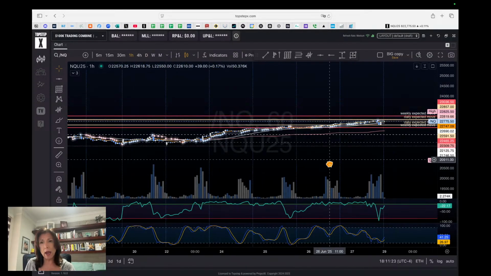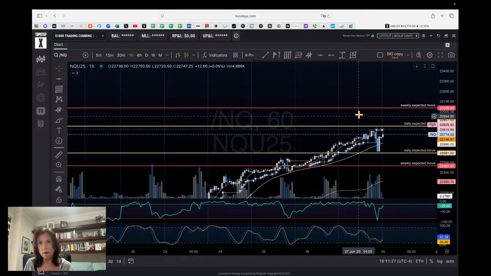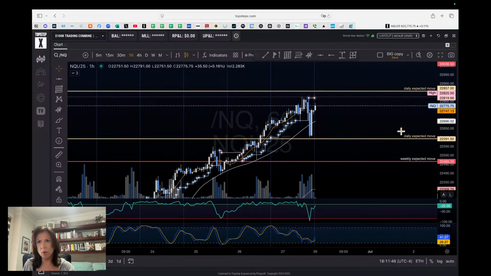When we go to the 1 hour, let's take a look at the weekly expected move. What you can do, the high of the weekly expected move this week, 23,036. The low of the weekly expected move, 22,464. The daily expected move is, let's expand that a little bit, 22,857. The daily expected move on the downside, 22,951.